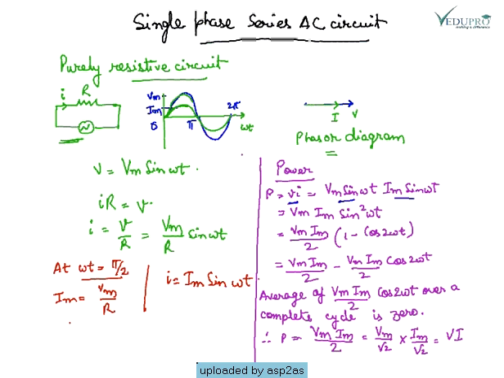After solving this, we get the value coming out to be this. The average of this term, for the positive as well as negative cycle, will be 0. Therefore, power will be Vm Im upon 2, and this is the result. Power is V into I.